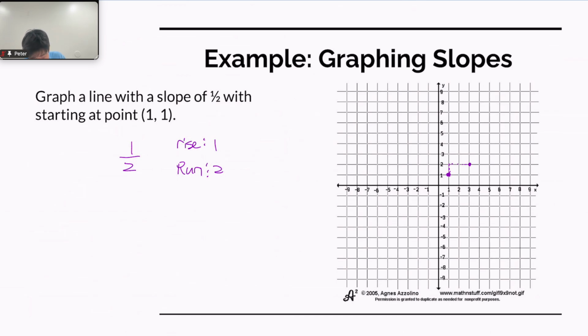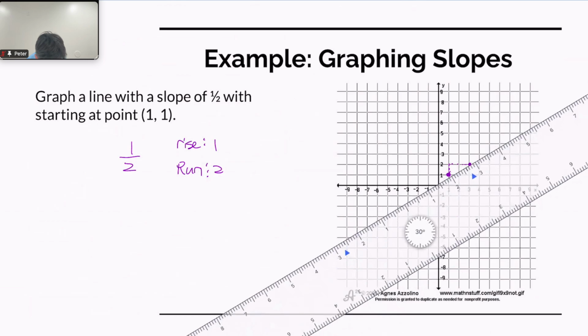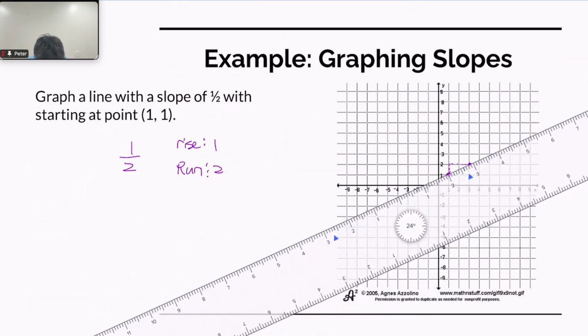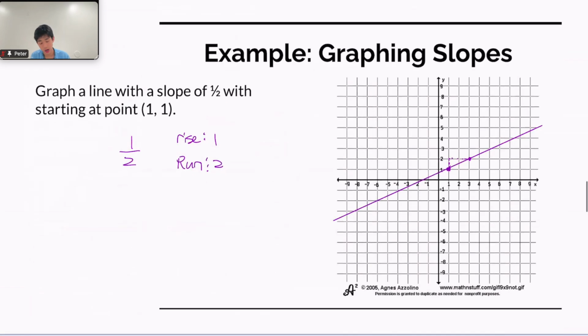And then we draw a line through these points. This and this will be our slope. It's a pretty simple concept. You just plot one point and then run up and go. You just find the rise, you go up or down, and you run.